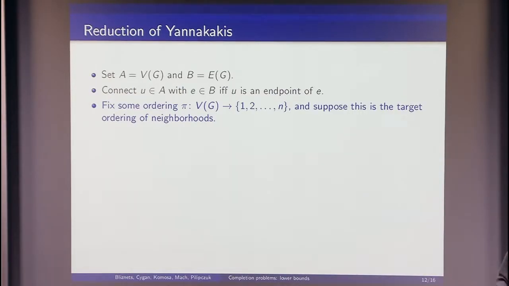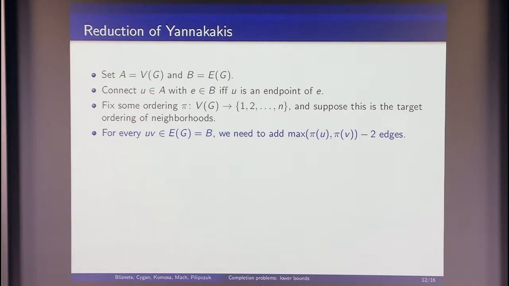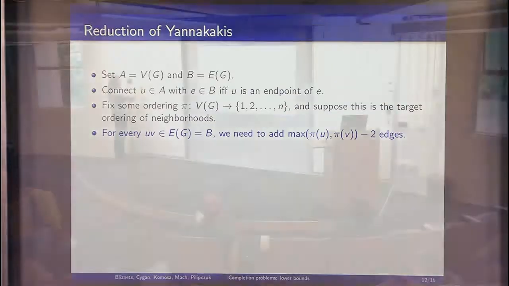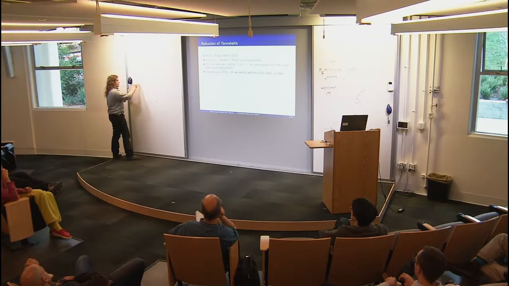Let me think about the optimum chain completion of this graph that I obtained. If I complete it to a chain graph, I have some ordering on the A side, being the ordering on the vertex set of my original graph, which is the target ordering of the neighborhoods with respect to inclusion order. So how does it look? Here on the A side, these are some vertices of the original graph. On the B side, these are the edges of the original graph. And this is the order pi.